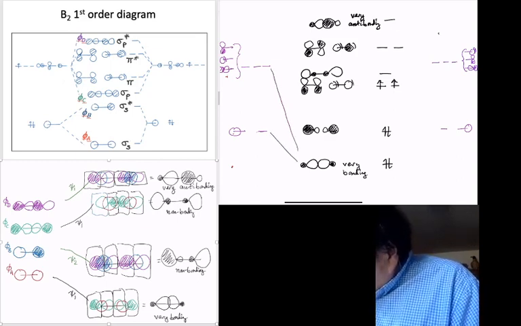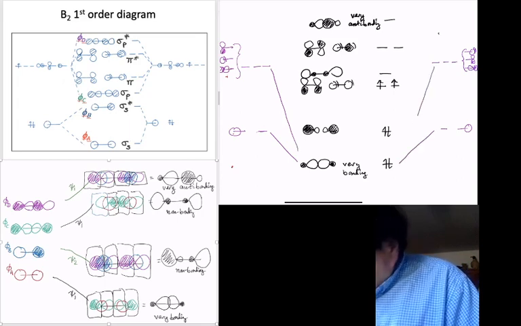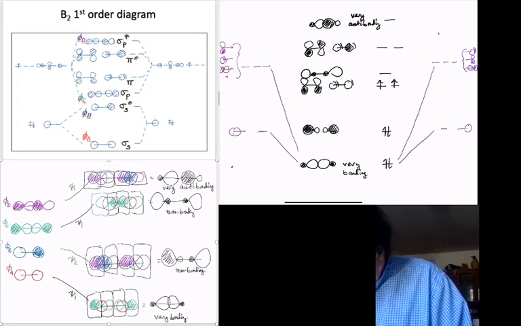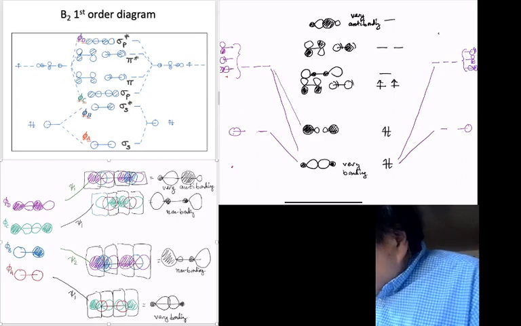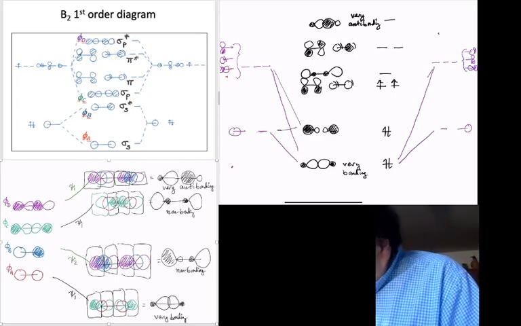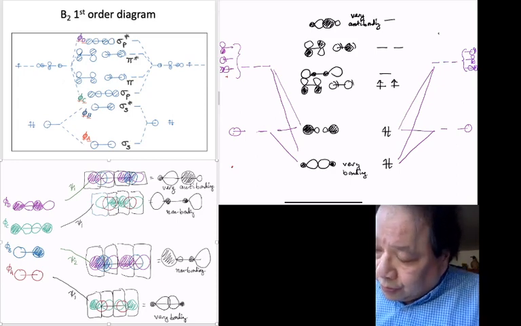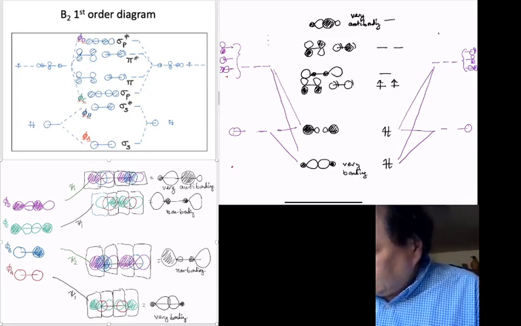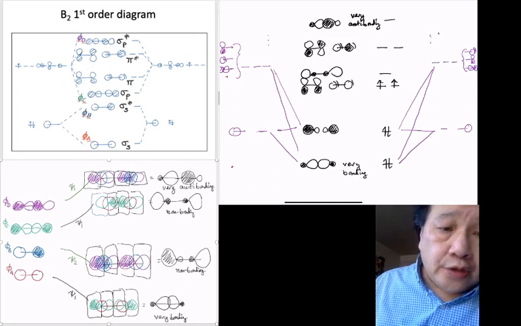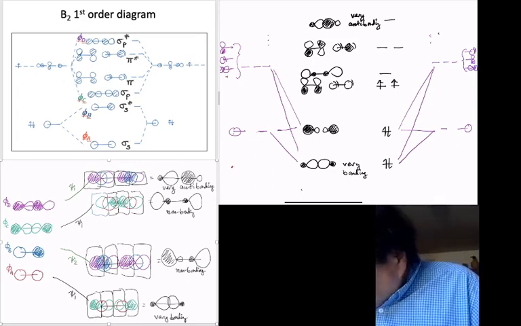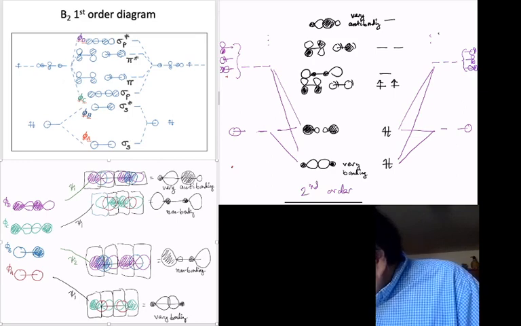It came from 2s and 2p. This came from 2s and 2p. This came from 2s and 2p. And so forth. The tie lines are just everywhere. And that is the second order MO diagram. This is the second order orbital diagram, and this is the MO diagram for B2.